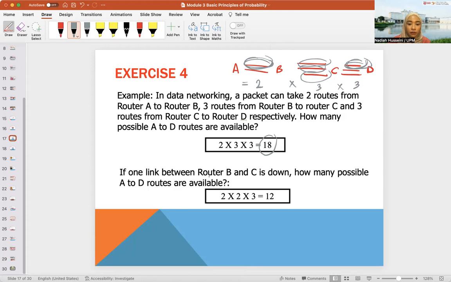Okay, so if one link between router B and C is down, this one is no longer usable. That leaves us with only two possible ways. So now it becomes 2 times 2 times 3. First stage is 2, second stage is 2, third stage is 3. So that is 4 times 3, 12. So the number of possible ways has reduced by 6, even though we only eliminated one route.